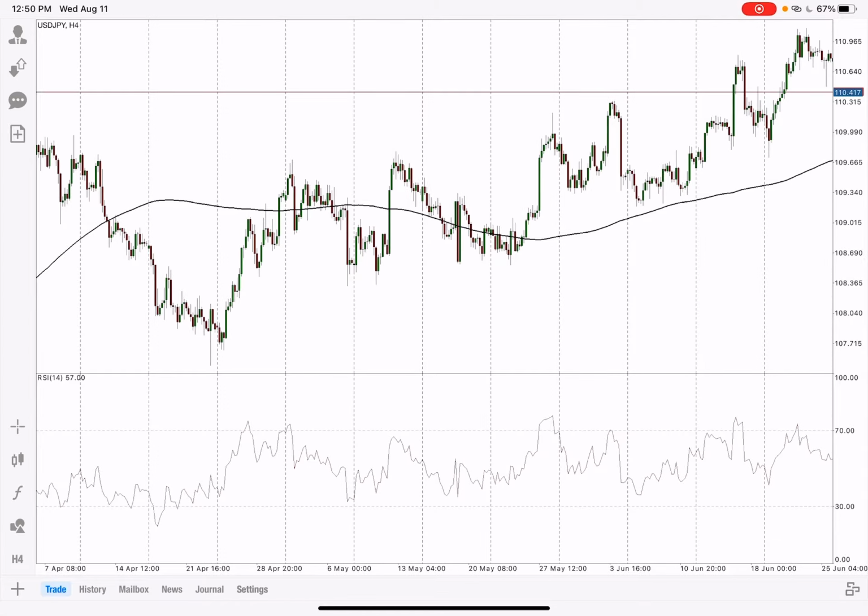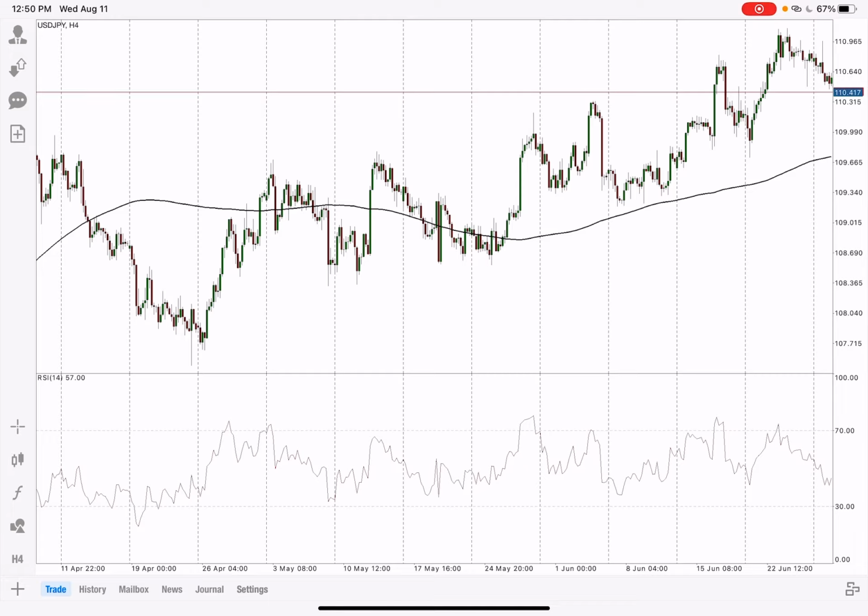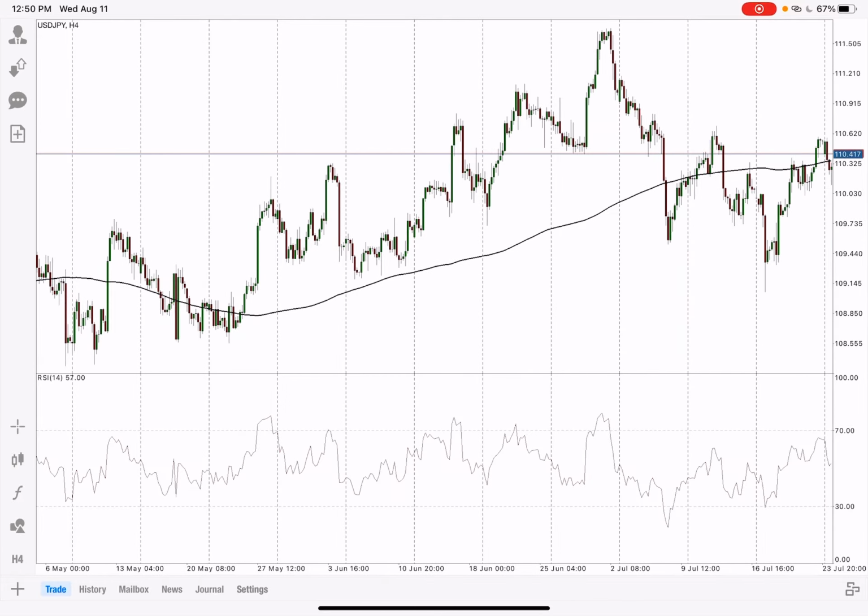Sometimes it can be clearly identified just with the 200 on the 4-hour chart, but sometimes it won't. So you have to go back to the basics. What are the basics? Higher highs, higher lows, lower highs, lower lows. It's really that simple. Those dotted lines on the chart separate the weeks on the 4-hour chart, so anything in between those dotted lines is what happened within the week.